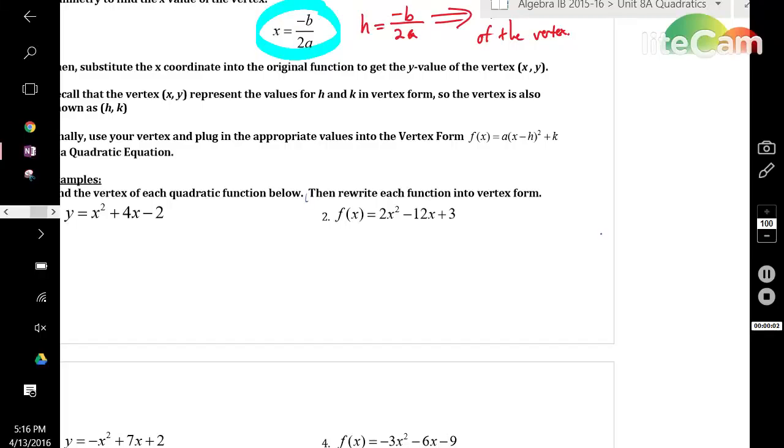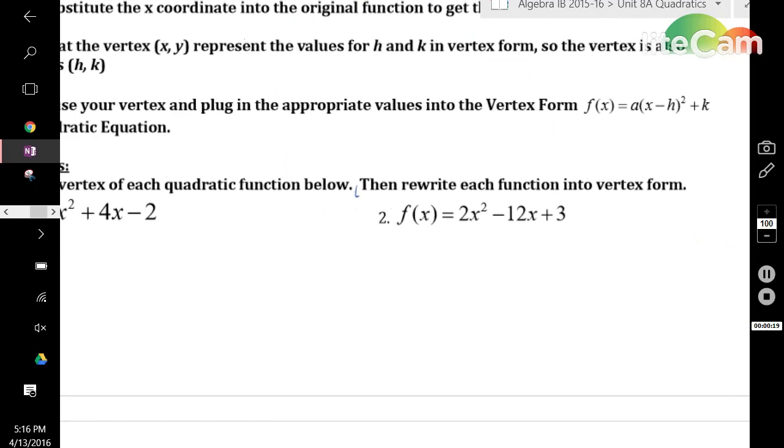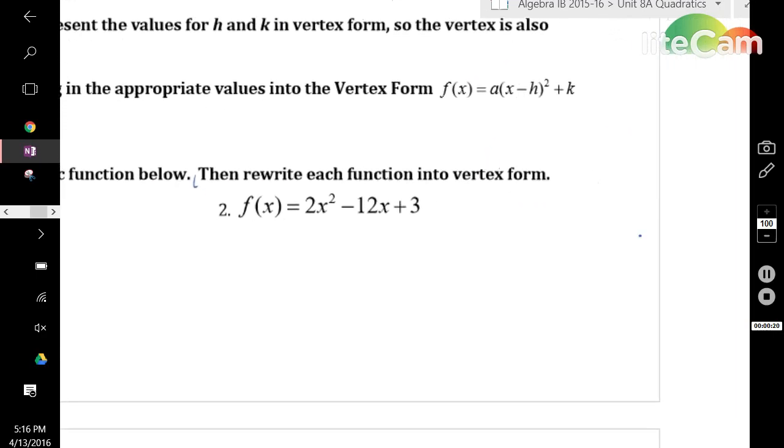In this video, you will find out how to find the vertex of a quadratic function when it is in standard form. You will also learn how to rewrite a quadratic function in vertex form from standard form. So let's start with the first part, how to find the vertex in standard form.